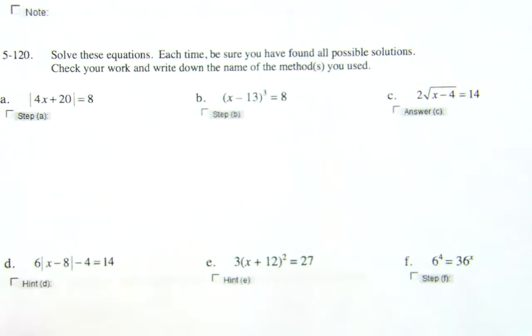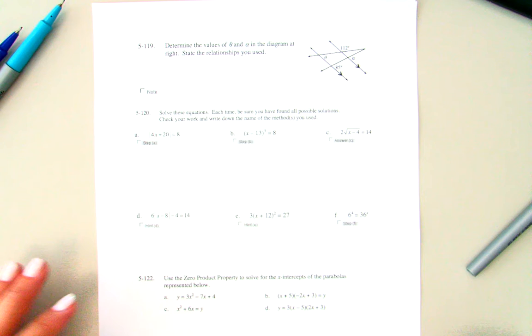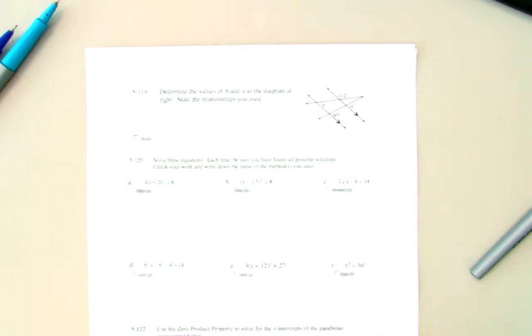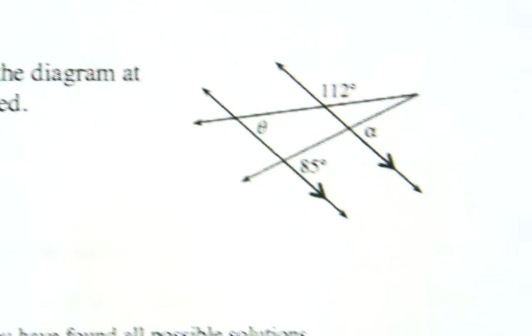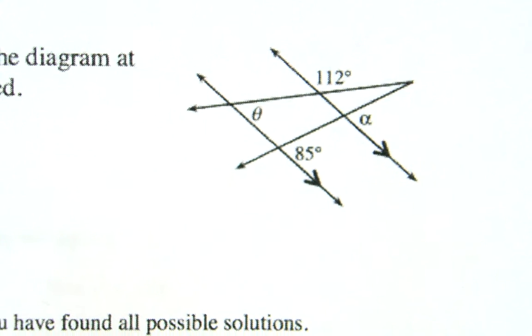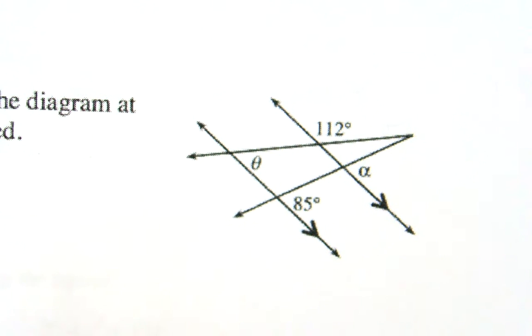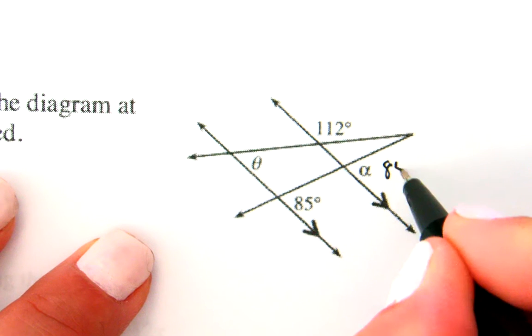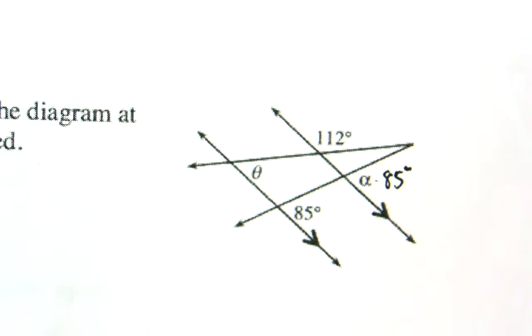Okay, so in this video we're going to do chapter 5, 119, 120, and 122. I picked 119 because it's not funky, but you've got to find angles basically. So you kind of have to work your way around this whole entire thing. So 85 and A are going to be the same because those are corresponding angles. And then how in the world are we going to get to here is the other question.